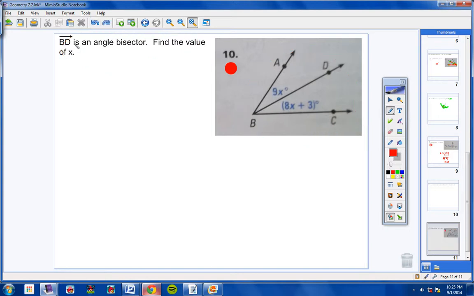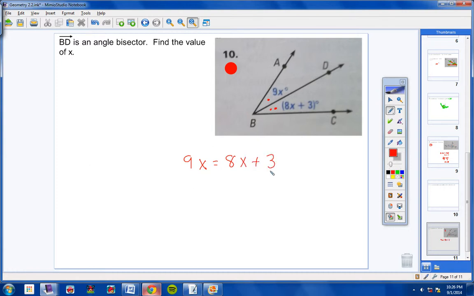First of all, I want you to realize BD is an angle bisector, and we know that because it says it right here. Ray BD is an angle bisector, so this ray right here divides the big angle up into two congruent angles. So this angle here with one dot is congruent to this angle here with two dots. Now, I'm trying to find the value of x, and so if I know this angle here is congruent to this angle here, then I can really state that 9x equals 8x plus 3.